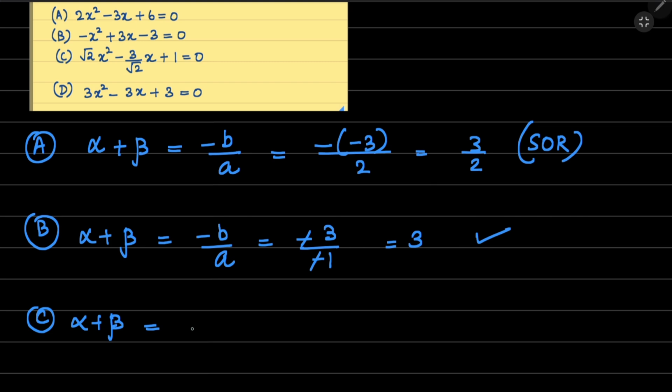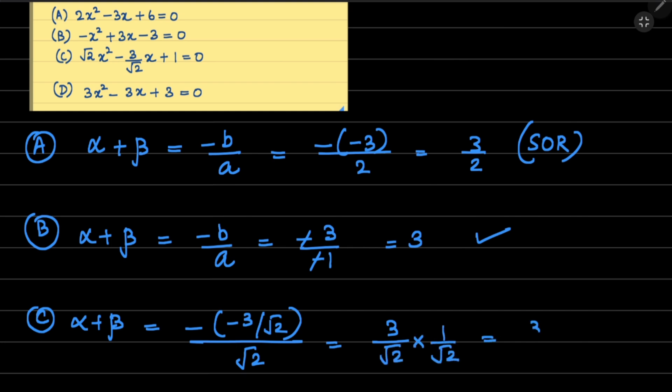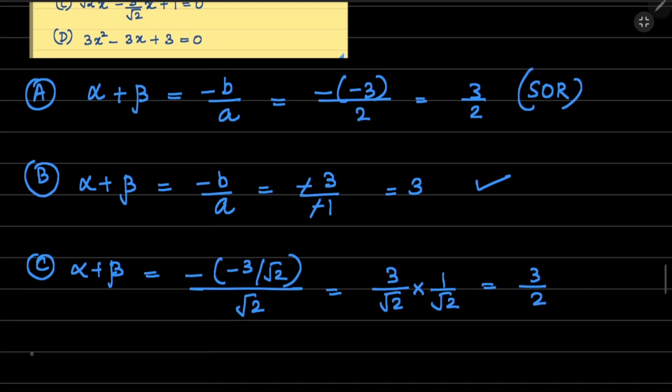So alpha plus beta equals minus of minus B, which is minus 3 by root 2, divided by A. A is root 2. So here you have minus into minus is plus, 3 by root 2 multiplied by 1 by root 2, which is nothing but 3 by 2. So this is not the correct answer.